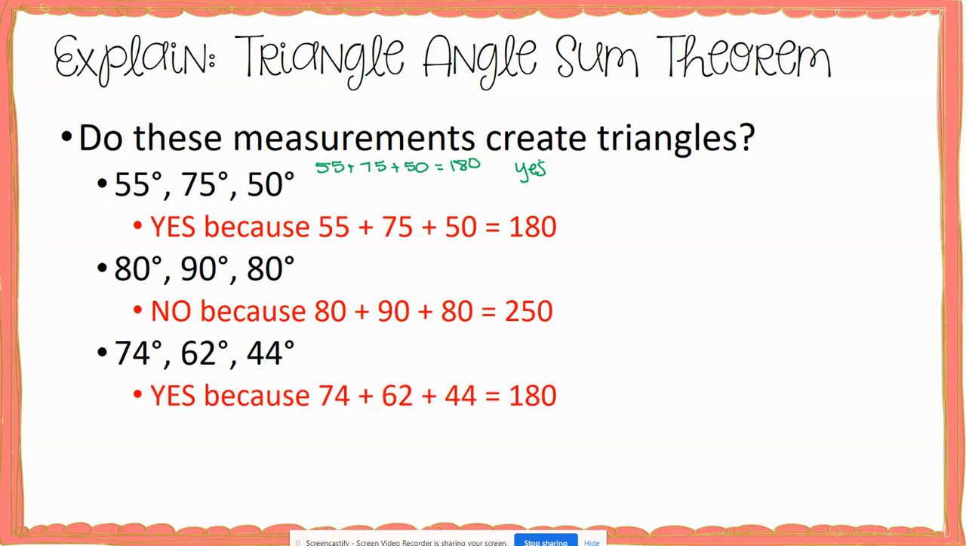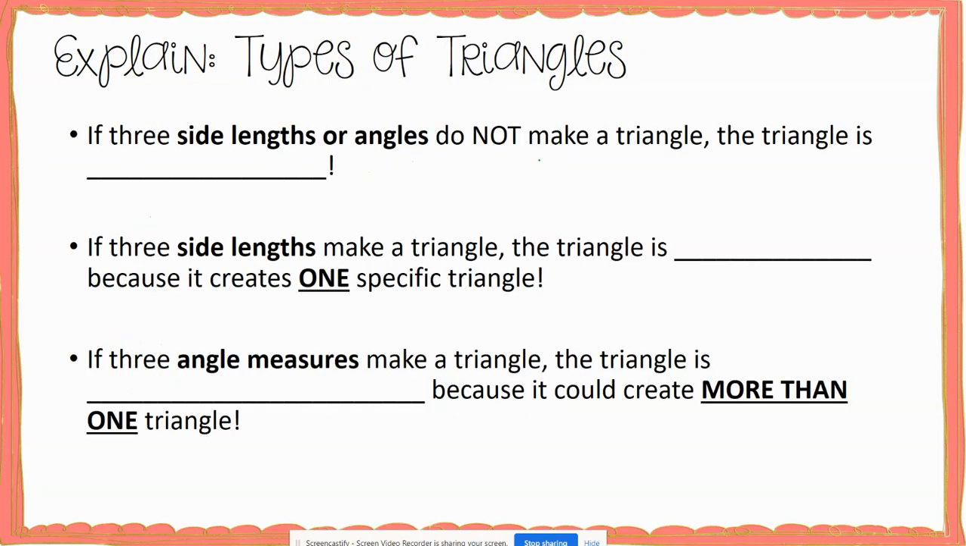We know that this does create a triangle because when I add 74, 62, and 44 together, I get a sum of 180. Now, what does all of this mean? If we have three side lengths or three angles, and we know that together they do not make a triangle, we consider that triangle to be non-existent because it literally does not exist.